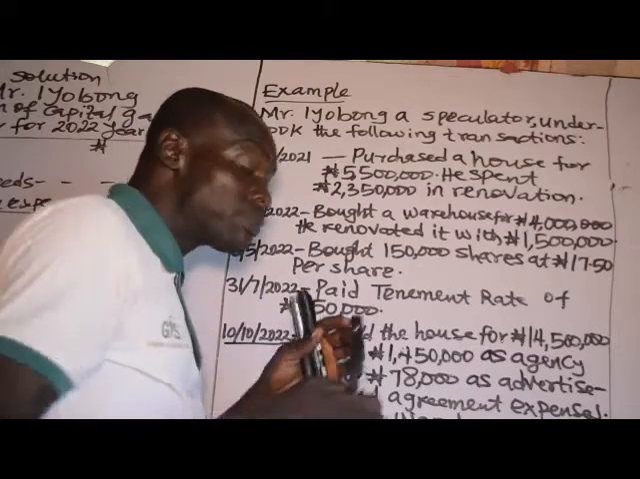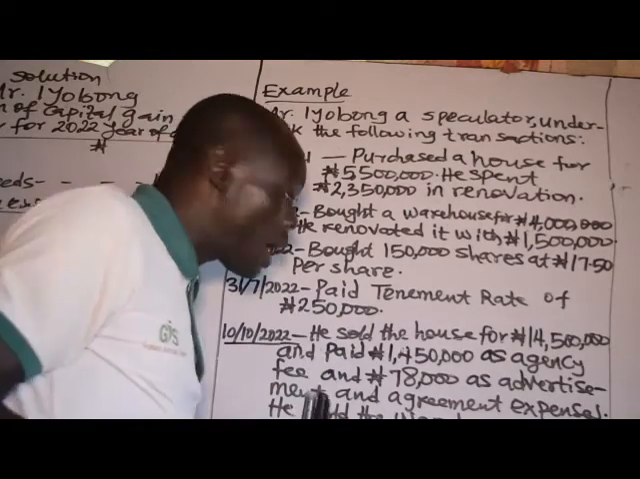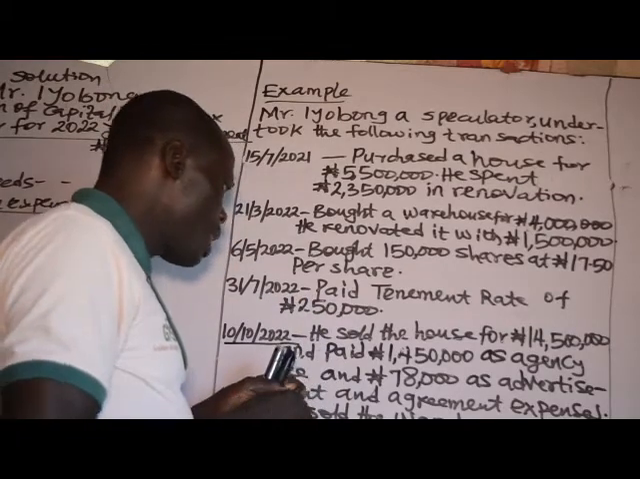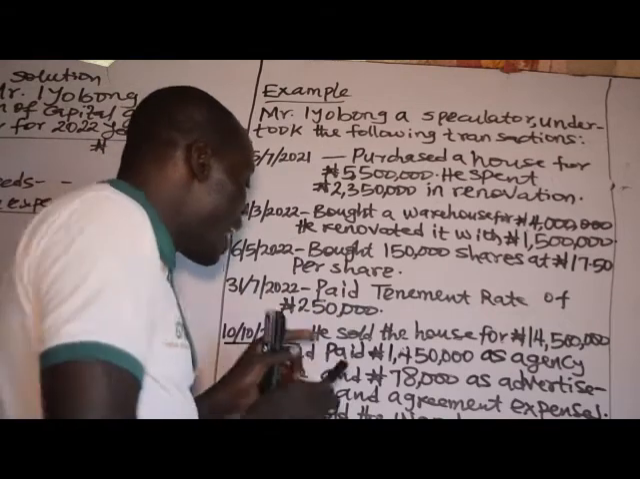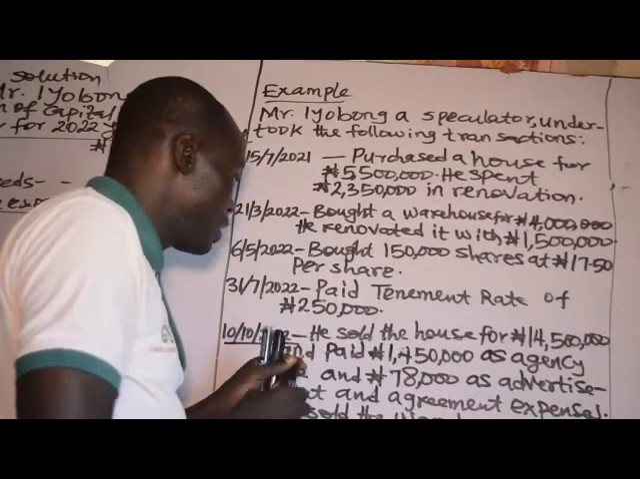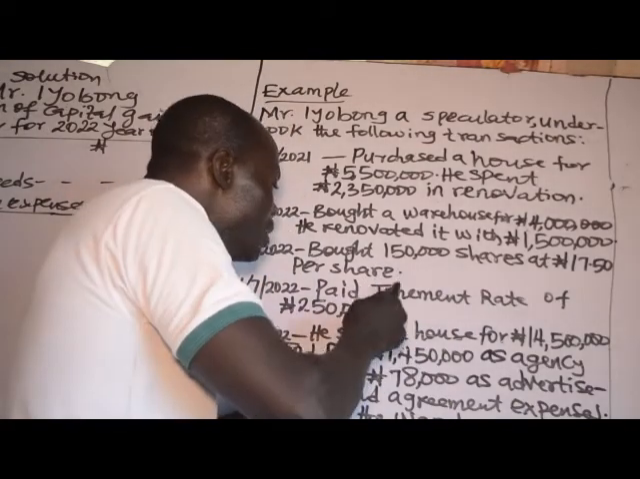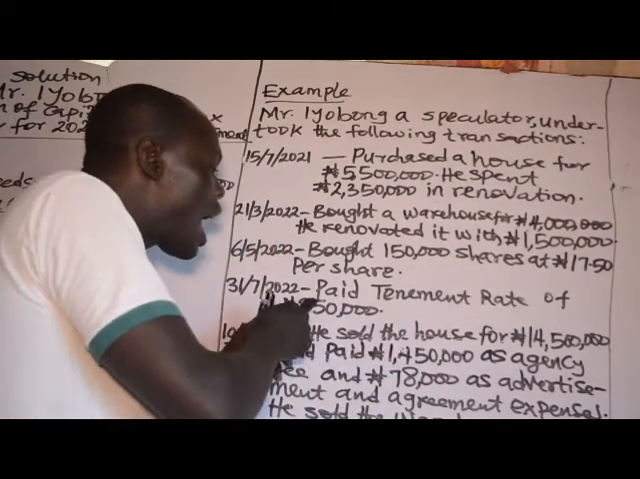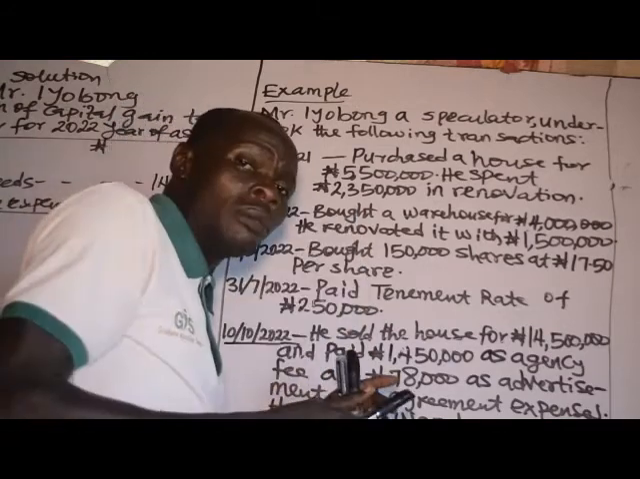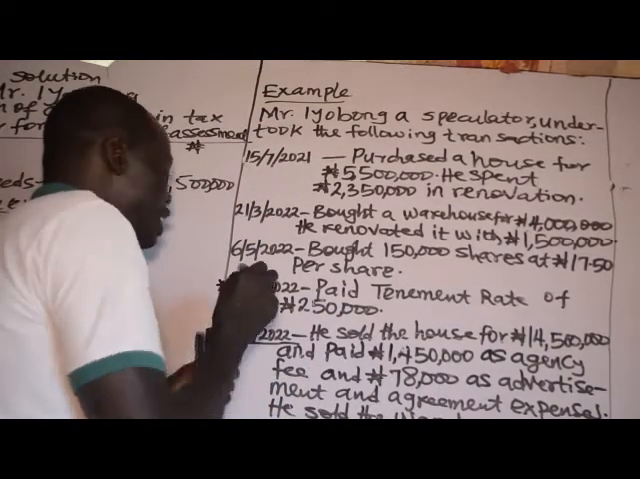I've told you that those revenue expenditures that are allowable in the computation of adjusted profit will not be allowable for capital gain tax purpose. So in that case, this 250,000 naira will not be allowable. It is allowable in the computation of adjusted profit. It does not relate to the acquisition. Tenement rate paid does not relate to the acquisition or disposal of the chargeable asset. Therefore, it is not allowable for capital gain tax purpose.